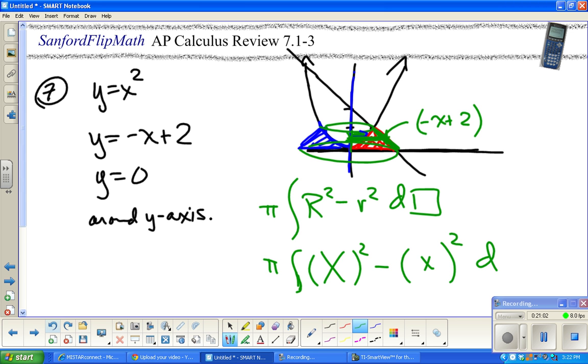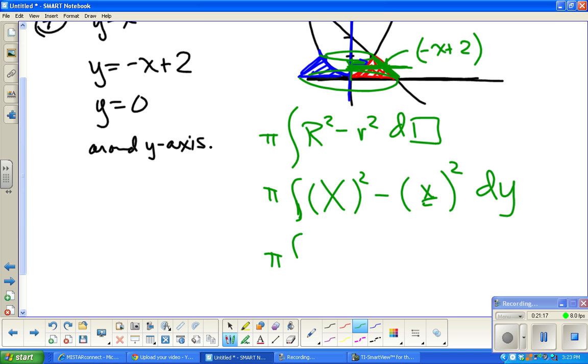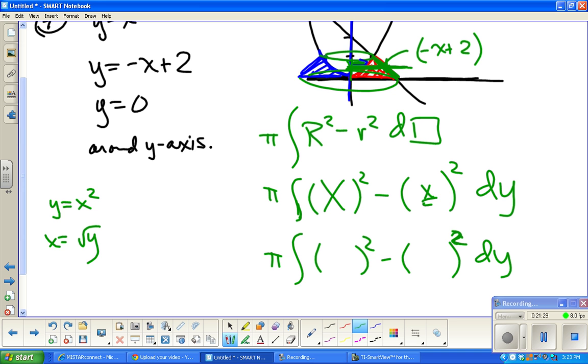Okay, so quick little note that maybe will help you. What's the thickness of these little slices? It's dy. So these really need to be about y, don't they? So the thickness of each disk is a dy. Okay, so this is dy. One of these equations was y equals x squared, so x equals the square root of y. Was that little x or big X?